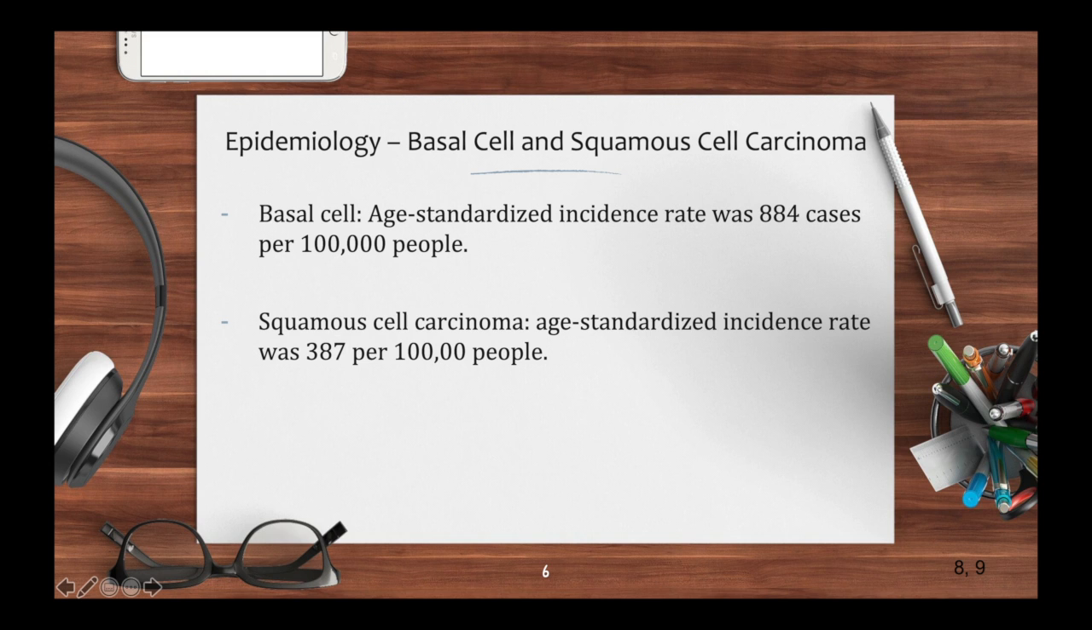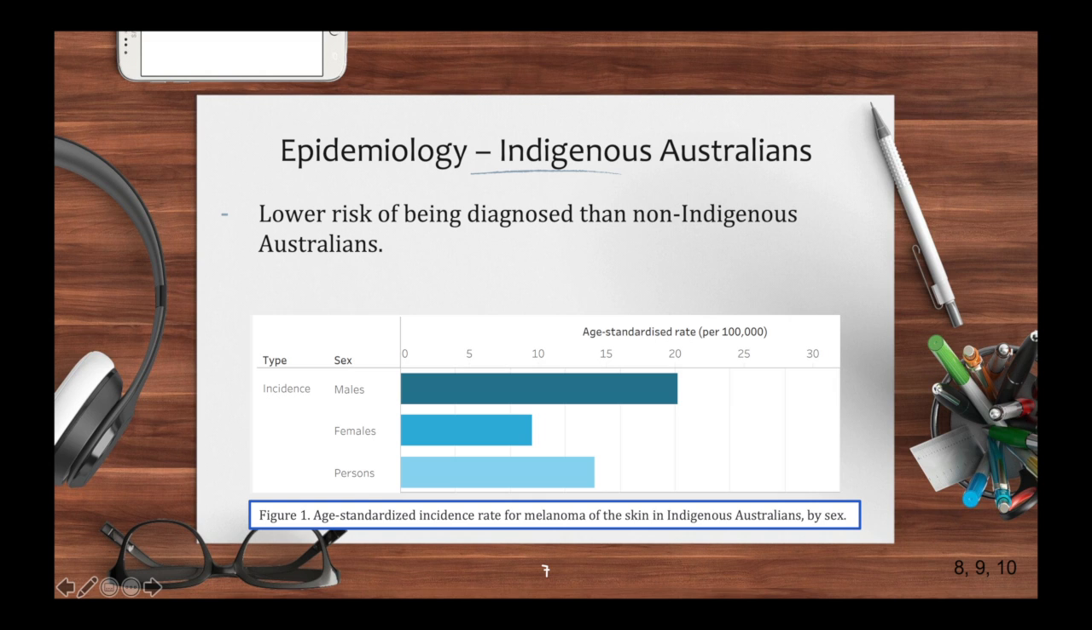For basal cell carcinomas, the age standardised incidence rate was 884 cases per 100,000 people, and for squamous cell carcinomas, the age standardised incidence rate was 387 cases per 100,000 people. For Indigenous Australians, there is a lower risk of being diagnosed with skin cancer than non-Indigenous Australians, with 84 cases of melanomas being diagnosed in Indigenous Australians, and the age standardised incidence rate for melanoma was 9.3 cases per 100,000.